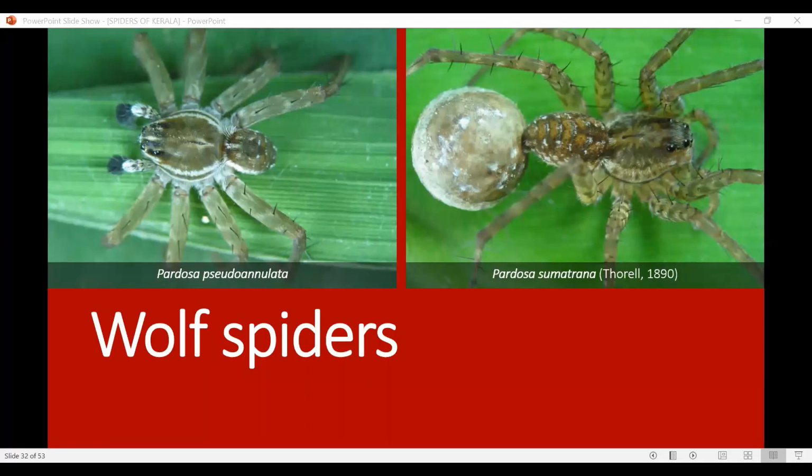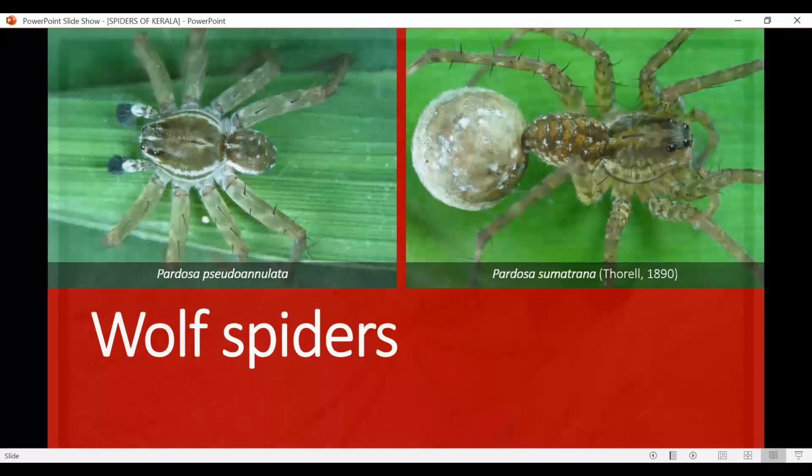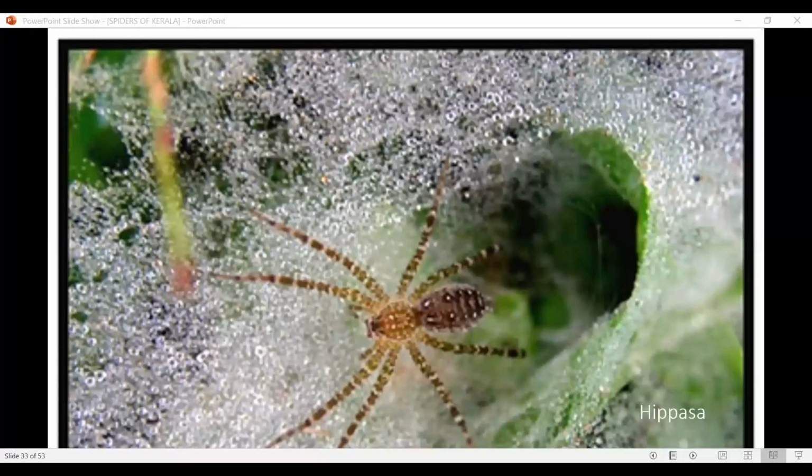The most common are the Pardosa and the Hippasa. Here you can see the Hippasa. Hippasa lives in a silken funnel, and when a grasshopper or a small insect lands on their web or near the small lines attached to the web, the Hippasa will immediately run and capture it. So that is the nature of the Hippasa spider. The other common one is the Pardosa.